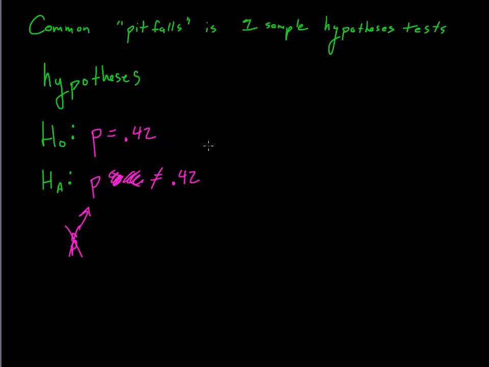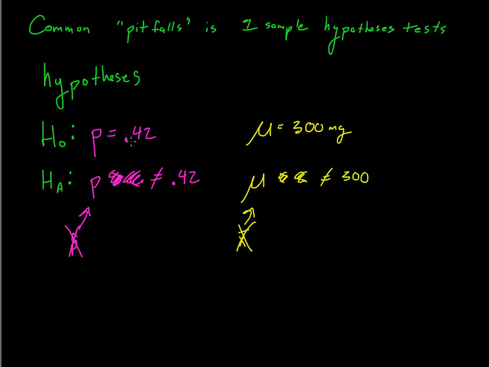If you're working with the mu, the average, a means test, then you want the mu. Maybe somebody told you that the true mu, the true average, was 300 milligrams or something. And again, the alternative would be that the true mu is greater than, less than, or simply not equal to that 300. And again, don't put X bar here. Some kids will make that mistake. Make sure you're using mu.